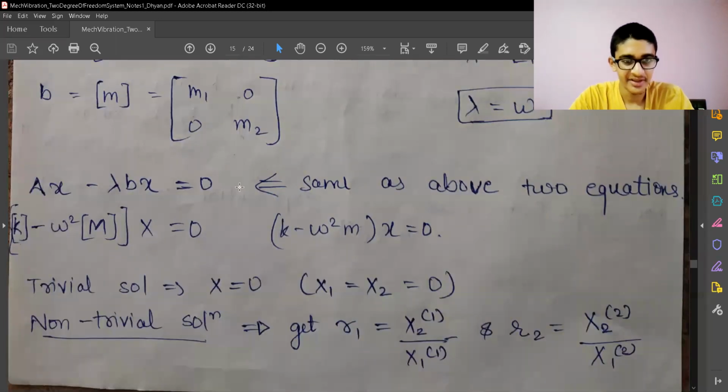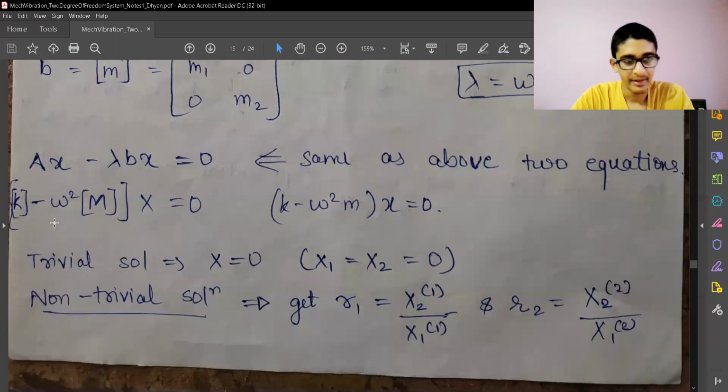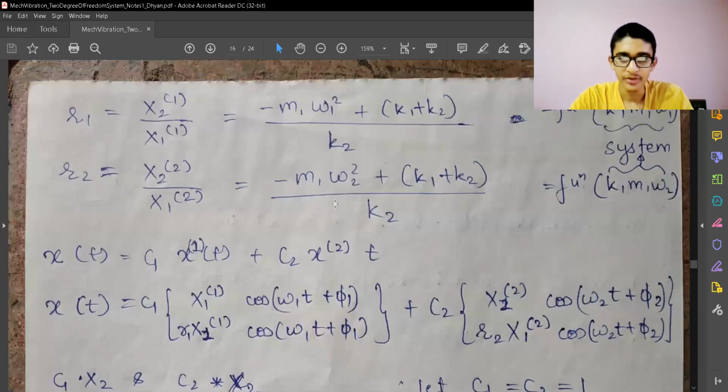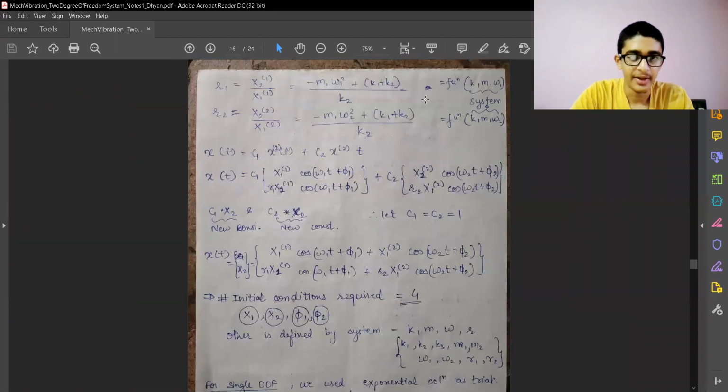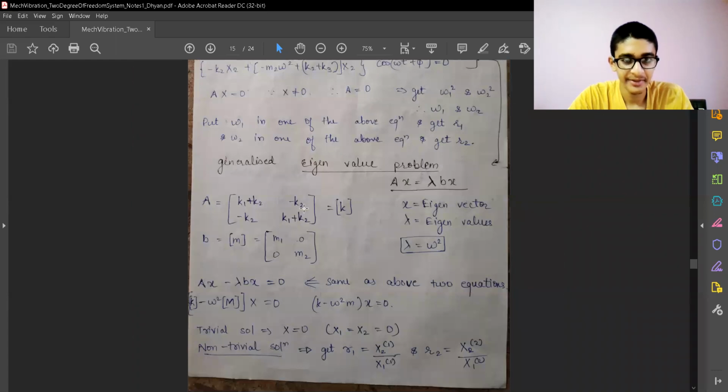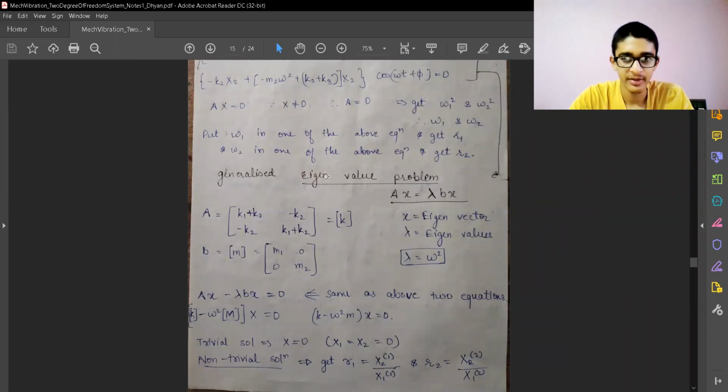These are the same equations which we achieved earlier, but they are now in matrix form, so they are cleaner to see. Now we know that the trivial solution will be x is equal to 0, but that will mean x1 and x2 are both 0, so that is useless. So we want a non-trivial solution. So we want the values of R1 and R2, which are the ratios of amplitude in the first and second normal mode. As of now, we are learning 2 degrees of freedom systems. Later, in the next chapter, we'll look at multi-degree of freedom systems. We have got the values of R1 and R2 in the earlier solution also. The equations are the same, everything remains the same, we have just changed the form of looking at it.